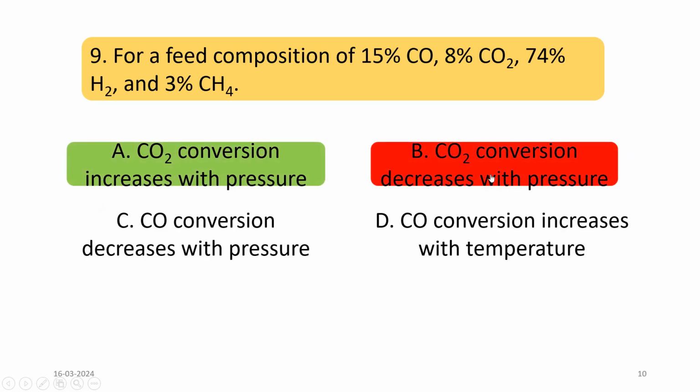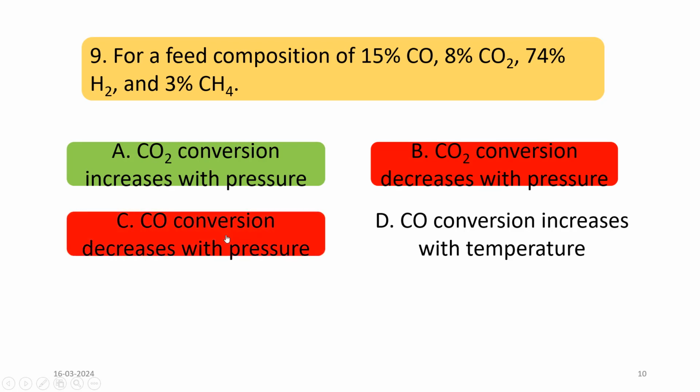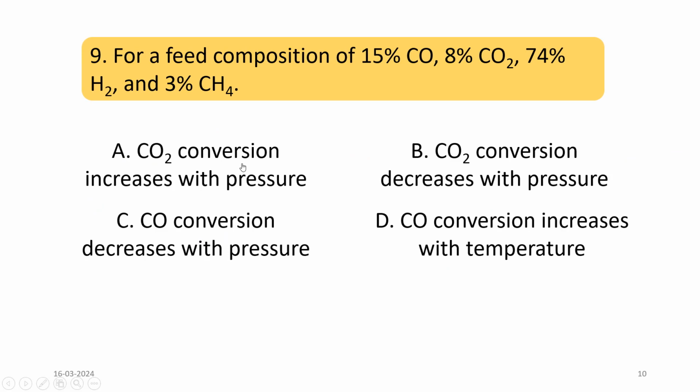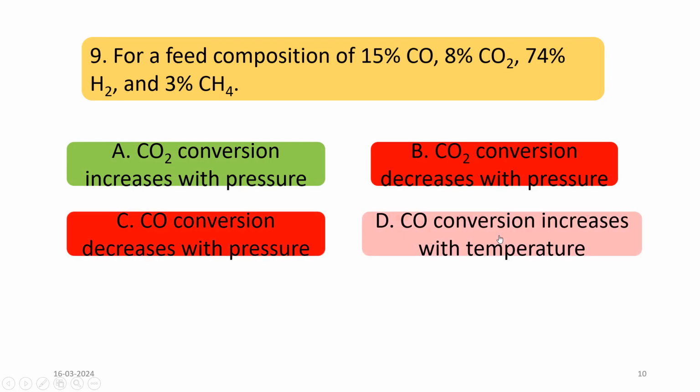CO2 conversion increases is right, obviously decreases will be wrong here. And CO conversion decreases with pressure is also wrong, because you have seen that CO conversion also increases with high pressure. Similarly, CO conversion increases with temperature is also wrong, because we have seen that at low temperature CO converts to methanol in a much better way. Right? So the right answer is CO2 conversion increases with pressure for this feed composition.